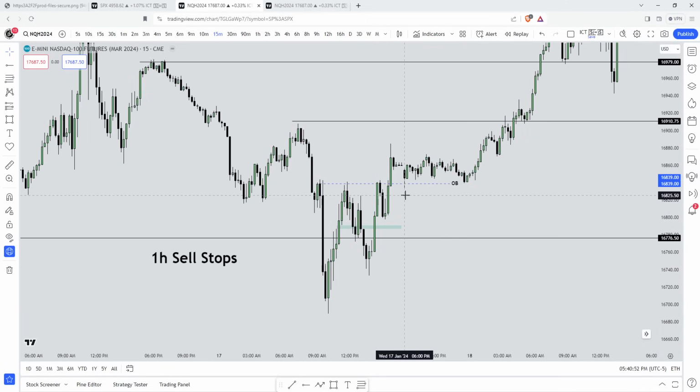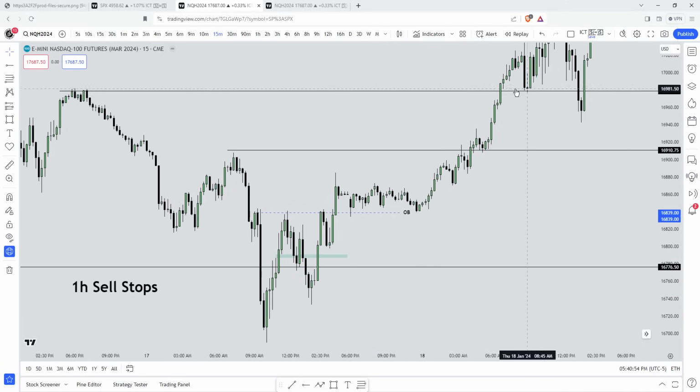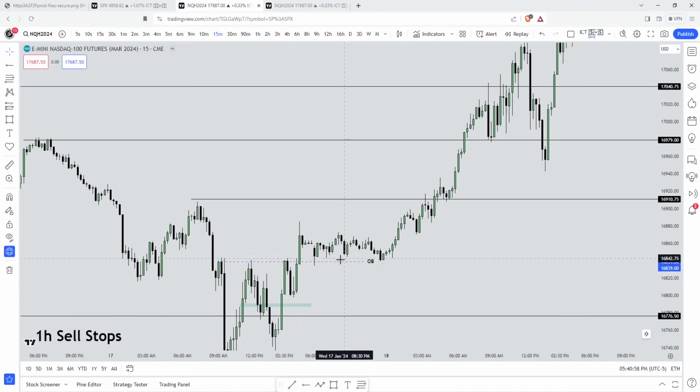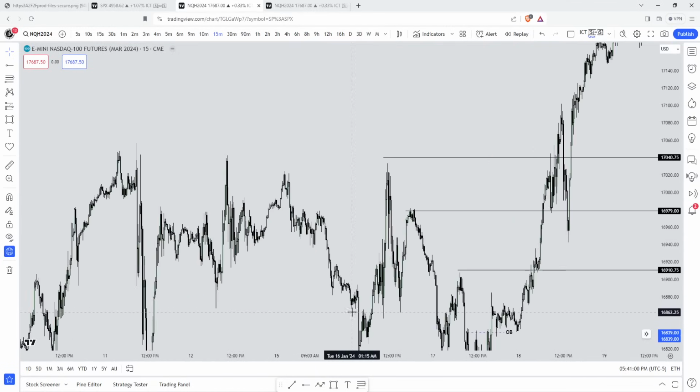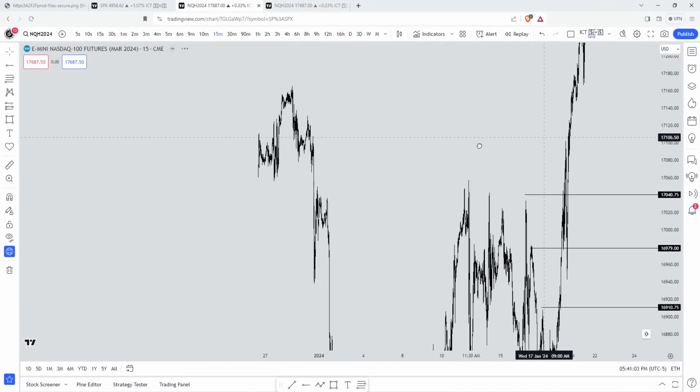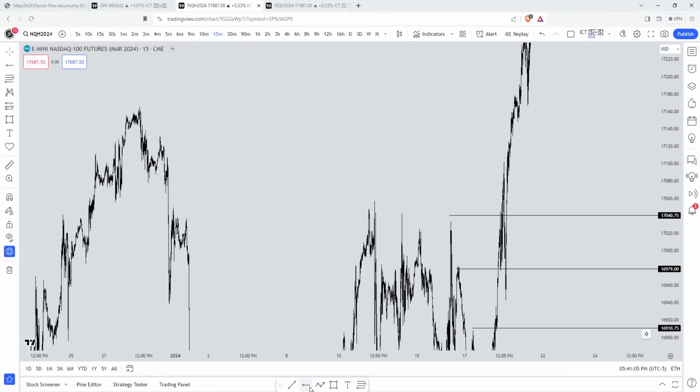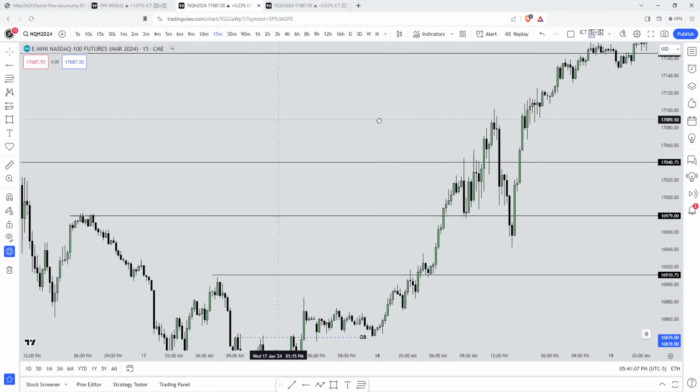So you can see that this is, I believe, through London. We did have a setup in here that formed, but I wouldn't have traded this personally just because it's not during New York, but it's continuing to target higher prices. It's expanding over buy side. Remember, this is the ultimate objective on the 1 hour time frame.